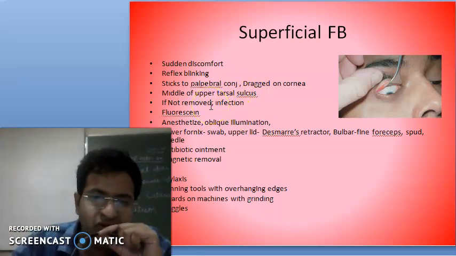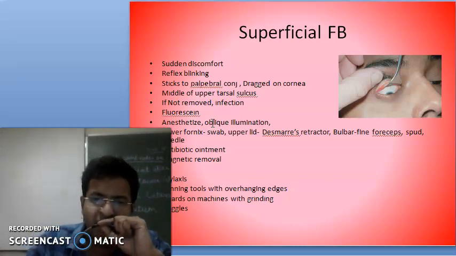And the most common location is the middle of the upper tarsal sulcus. If it is not removed, infection can result in the form of conjunctivitis. We should use a fluorescein stain to assess the location. We should anesthetize the cornea with oblique illumination.